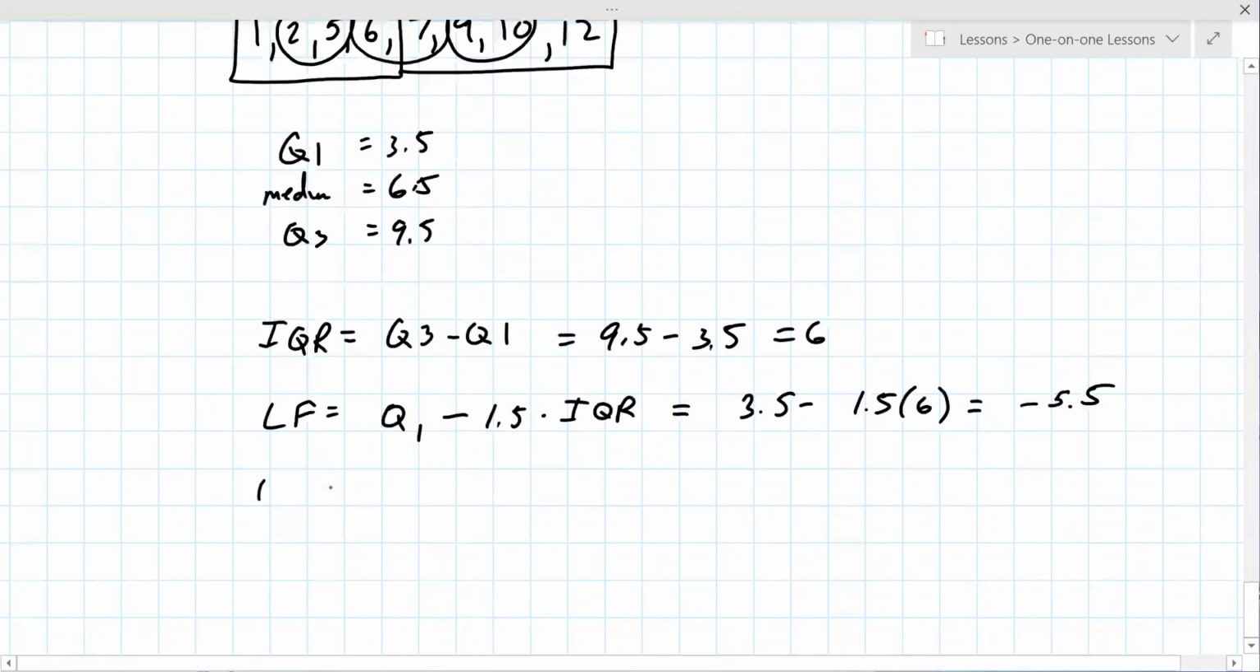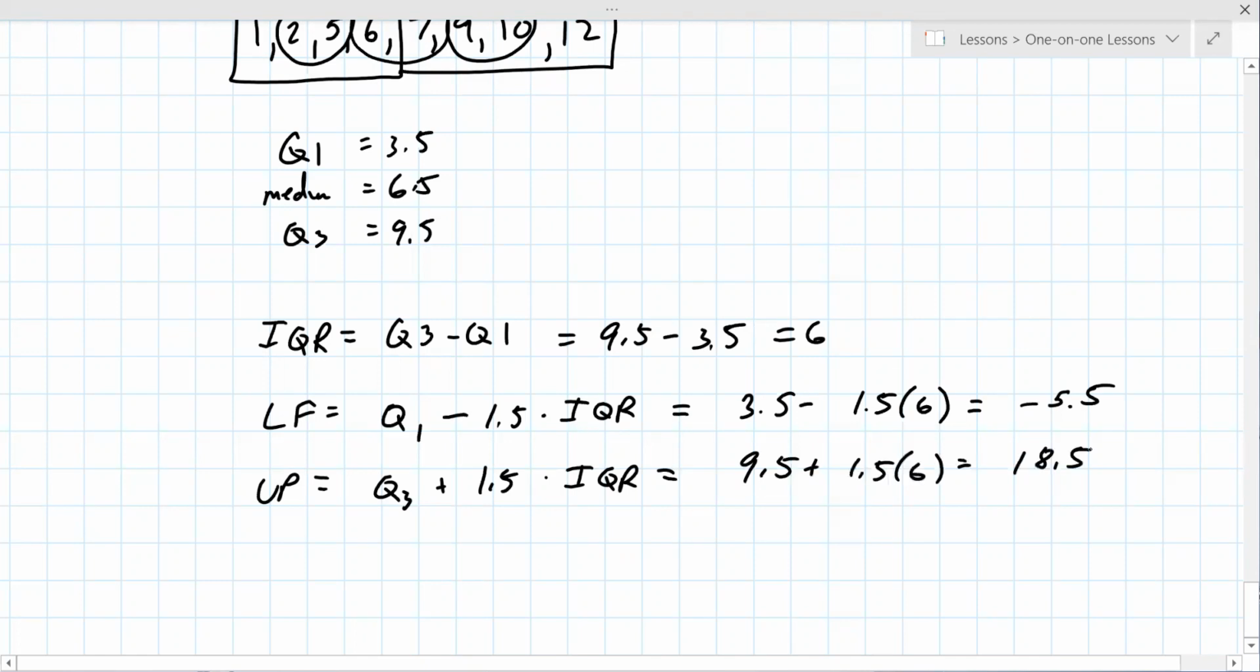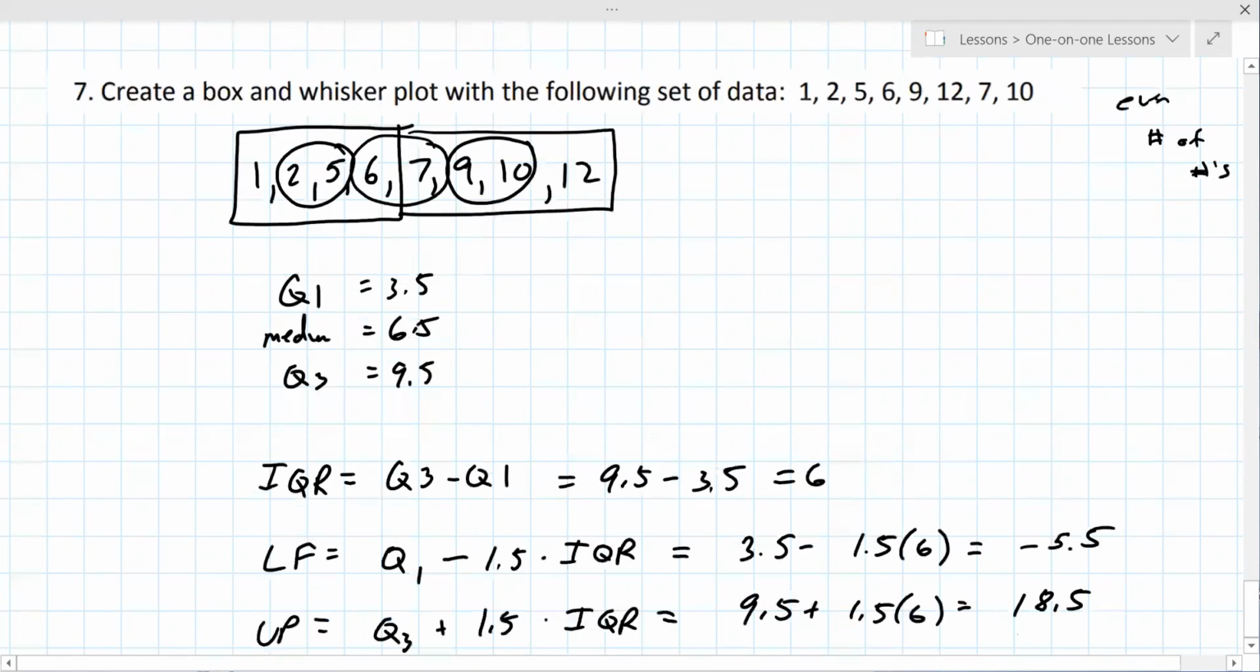And then the upper fence is Q3 plus 1.5 times the IQR, which is Q3 this time, 9.5 plus 1.5 times 6, which is 9, so this is 18.5. So are there any values greater than 18.5 or smaller than minus 5.5? The answer is no. There are not.